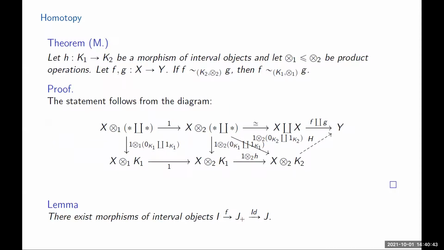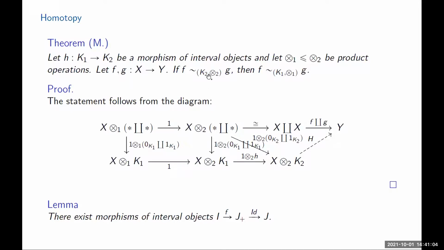Now, once I've set this up, I have these two product operations, and I know that one is finer than the other, meaning you can always induce maps from one to the other. And if you have a morphism of intervals between K1 and K2, then you can deduce an implication between the corresponding equivalence relations of homotopy.